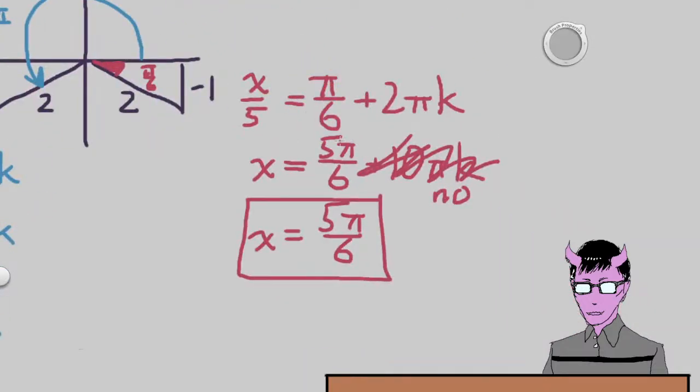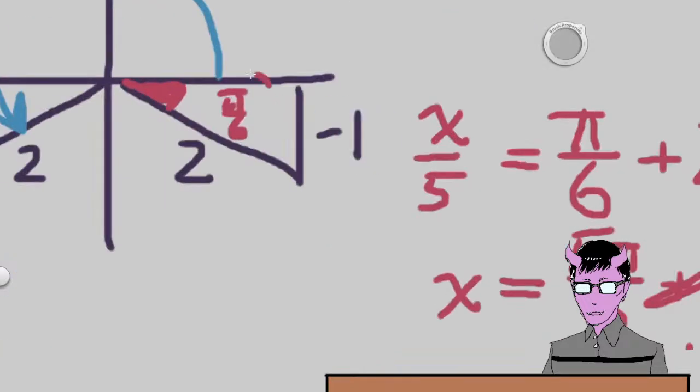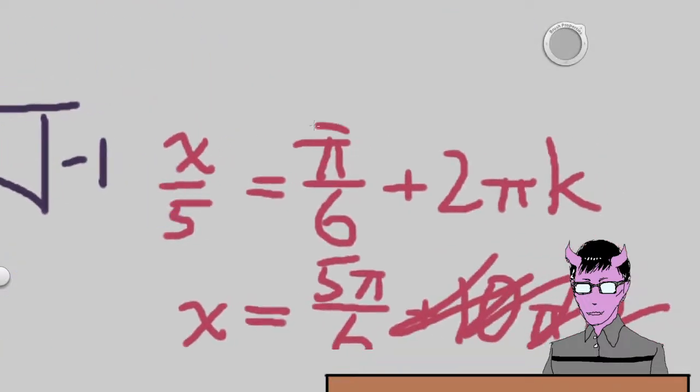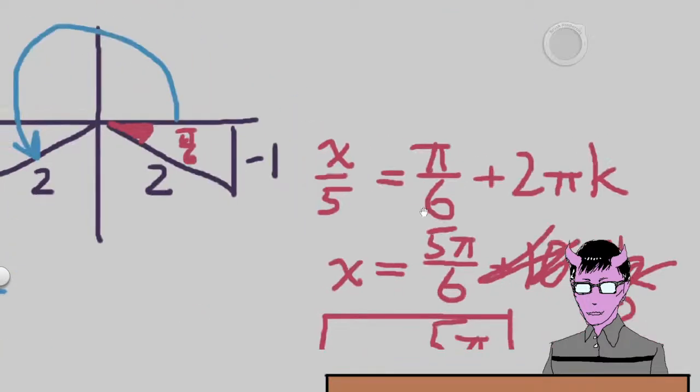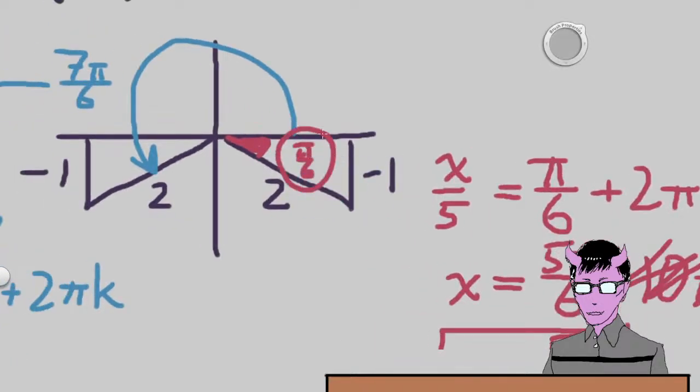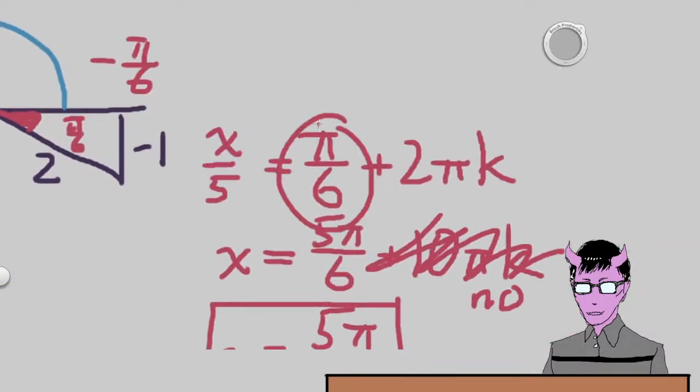Thank goodness I tested it out, right? This answer is not correct because I based it off of a positive pi over 6, but it's supposed to be negative pi over 6. Okay, that explains it. So again, I used the reference angle pi over 6, but that's not the true angle. The true angle is negative, clockwise fashion to get to here. So that's negative pi over 6. So this one should have been negative pi over 6.